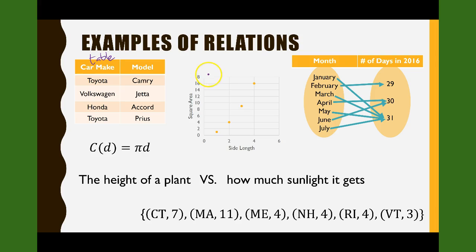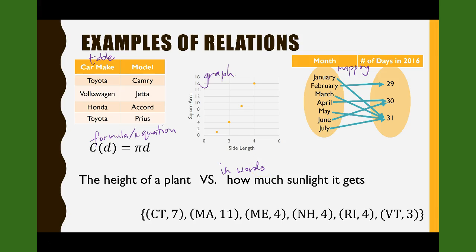Here we have a graph. And then we could also have what we call a mapping, where an input is being mapped to the output. We can also have a formula or an equation. Okay, we could also have it in words. So this one is in words. This is also another example of a relation.